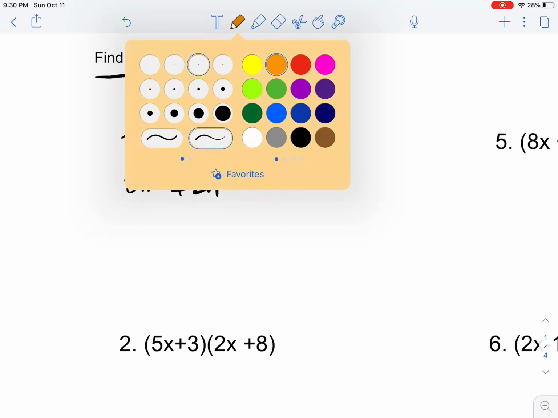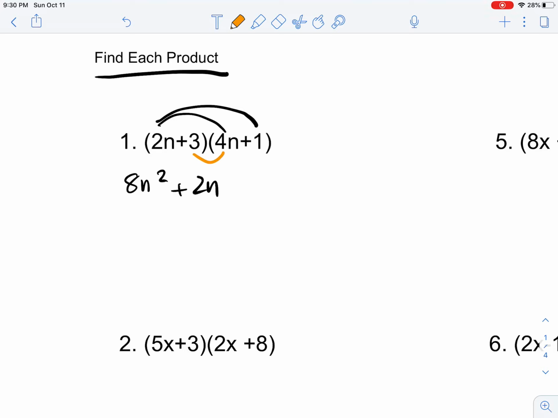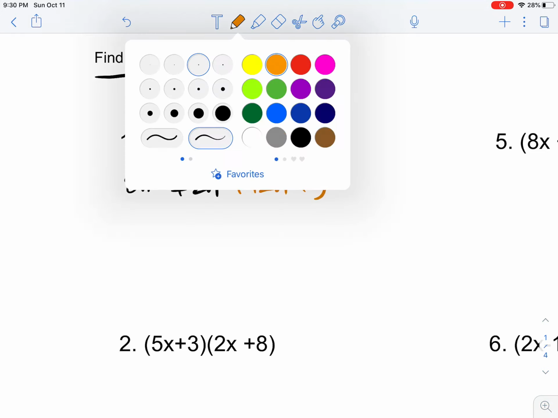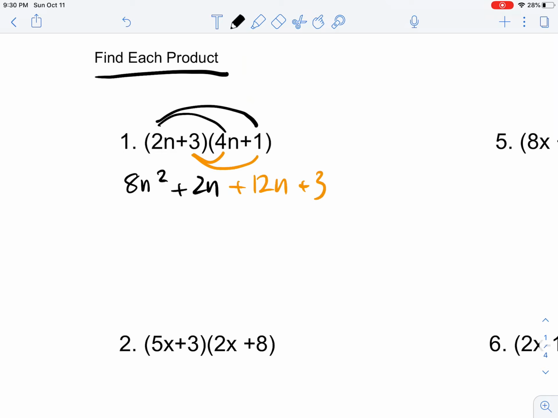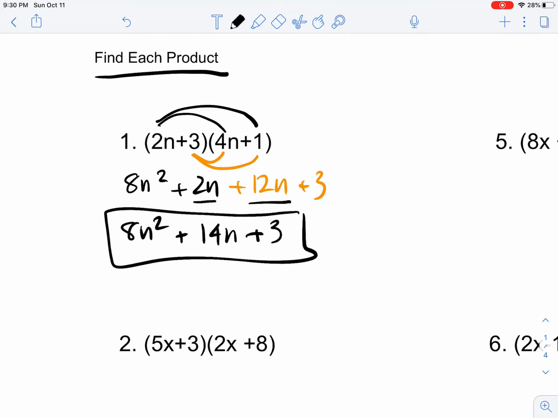Now we have to do it for the other number. 3 times 4n is 12n. 3 times 1 is just 3. Now, since we have like terms, we can combine them together. 2n plus 12n is 14n, plus 3 plus 8n squared. And that's your answer.